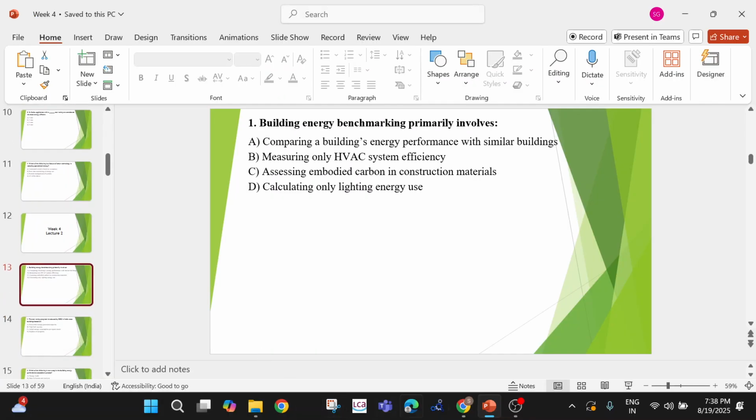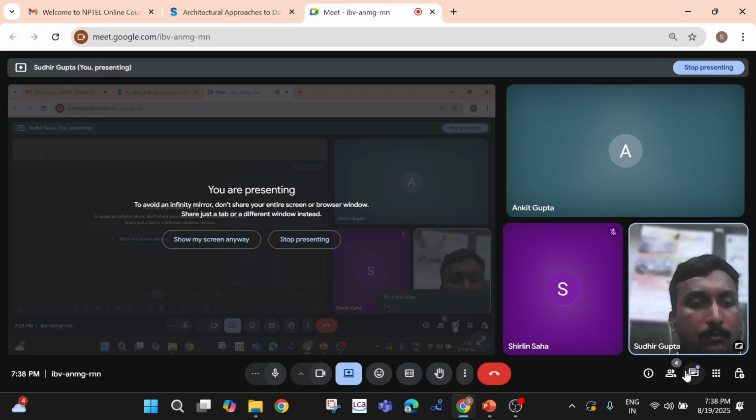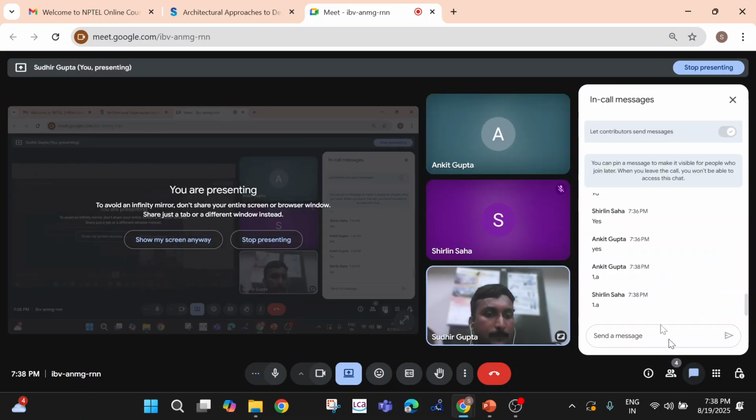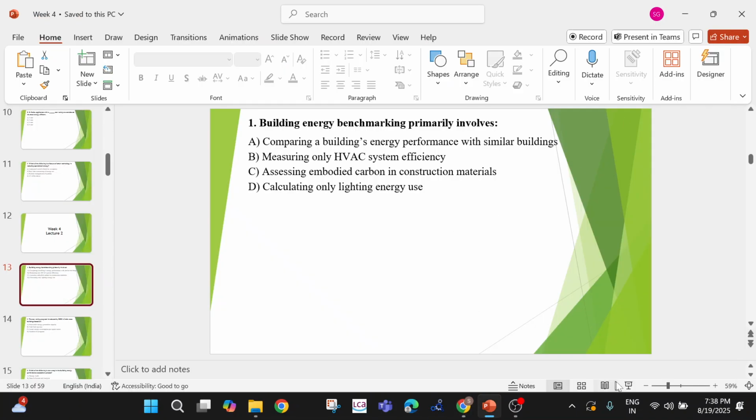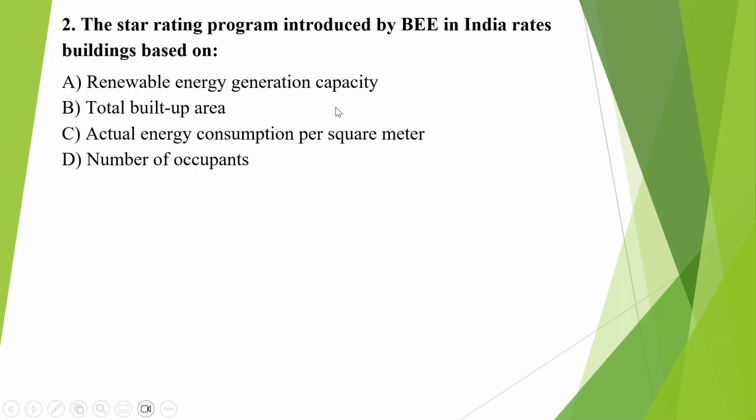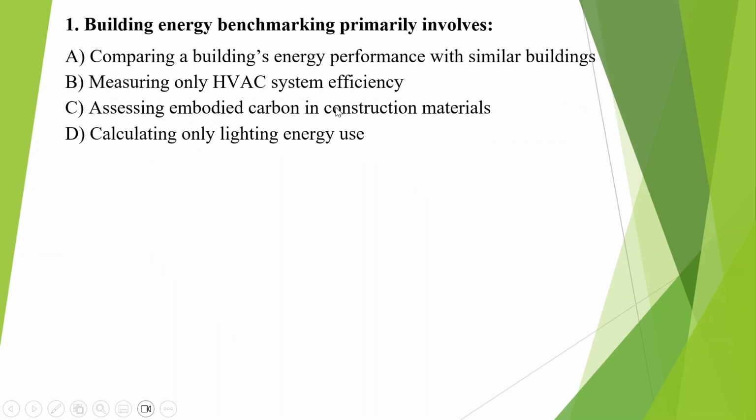So as I can see here, Ankit was the first to give the answer, and Shirlin also gave her answer, and both of them have opted for option A. Okay, so both of you are absolutely correct. Option A is the correct answer for this question number 1 of lecture 2.